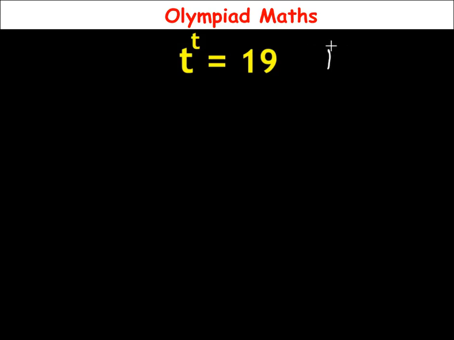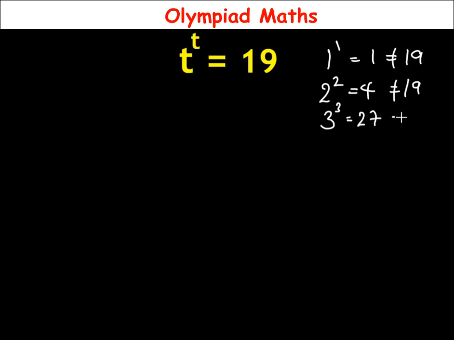Let's say we have 1 to the power of 1, right? This equals 1, and this is not equal to 19, obviously. Let's try out 2. 2 to the power of 2 is equal to 4, and 4 is not equal to 19. Also, let's try out 3. 3 to the power of 3 equals 27, and this is not equal to 19. So that means if we pick a number, the number raised to that same number must give us 19.